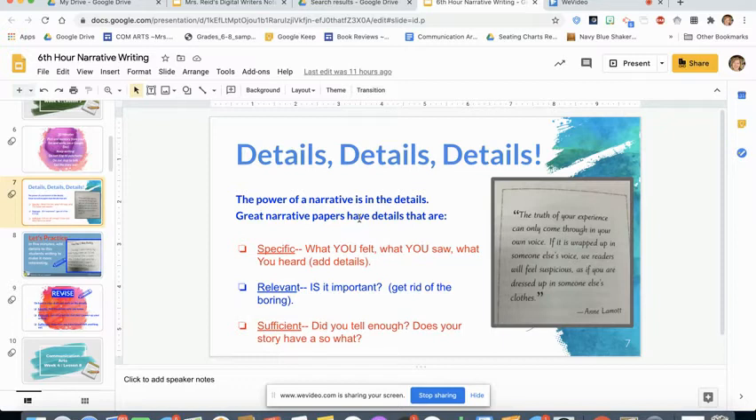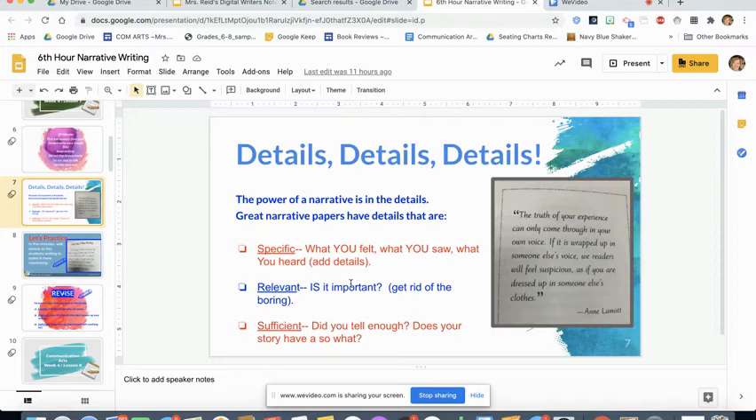Great narrative papers have details that are specific. What you felt, what you saw, what you heard, those very specific details. So if we think of the sample, that would be like the pepperoni pizza. That's a very specific example. Also, are they relevant? Get rid of all the boring things. Is this important to the story?